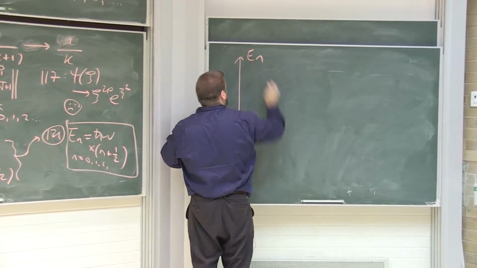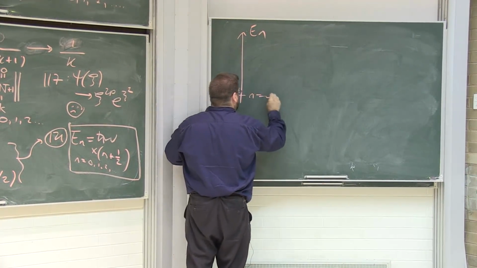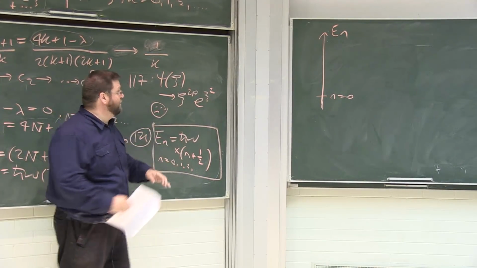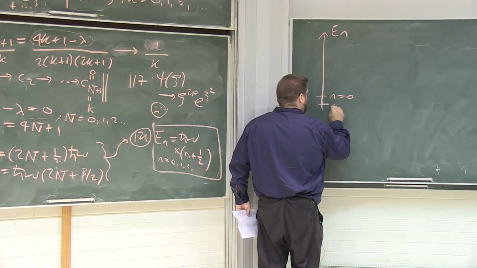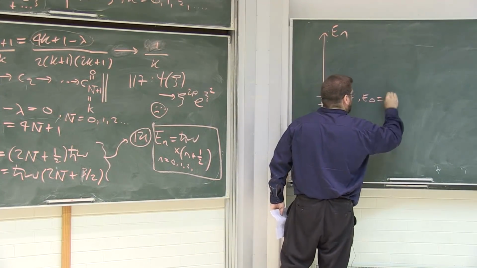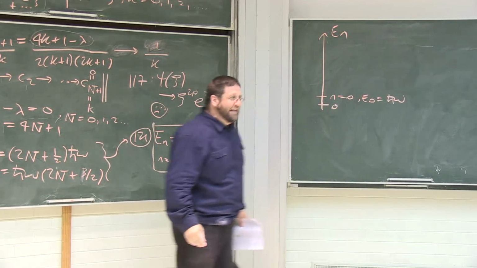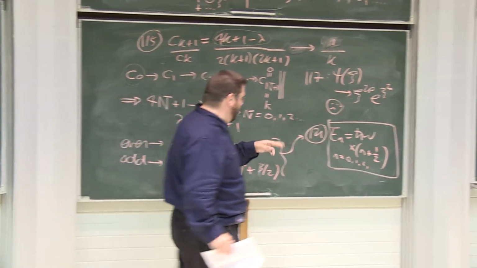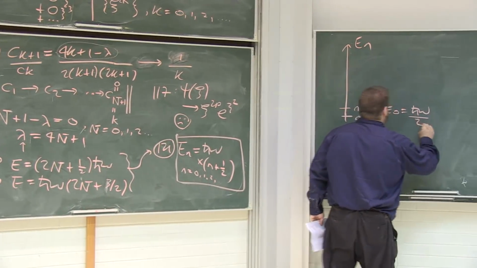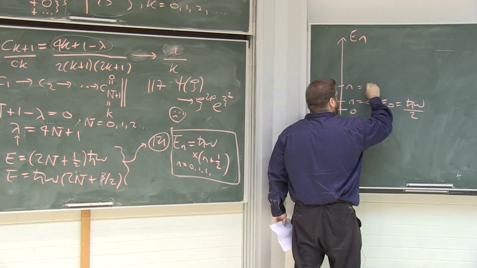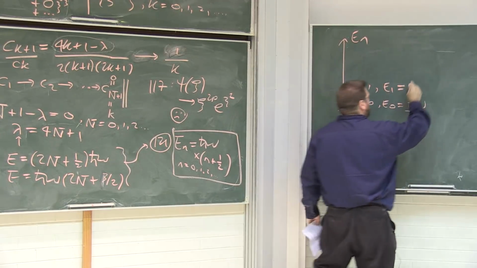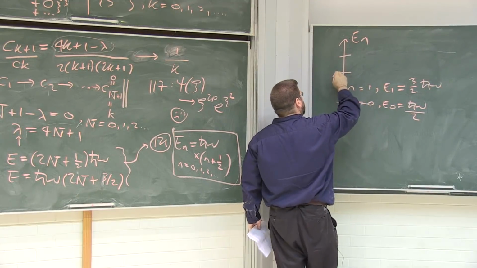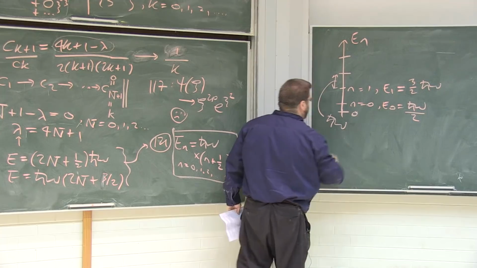So what do those energy levels look like? Well, when n equals 0, you have the so-called ground state energy. So the energy for n equals 0 is not 0. When you ask what is the minimum energy, that minimum energy is not 0. It's half h bar omega. When n equals 1, the first excited state will be 3 halves h bar omega, etc. And these energies go all the way to infinity, and they're all equally spaced by an amount of h bar omega.